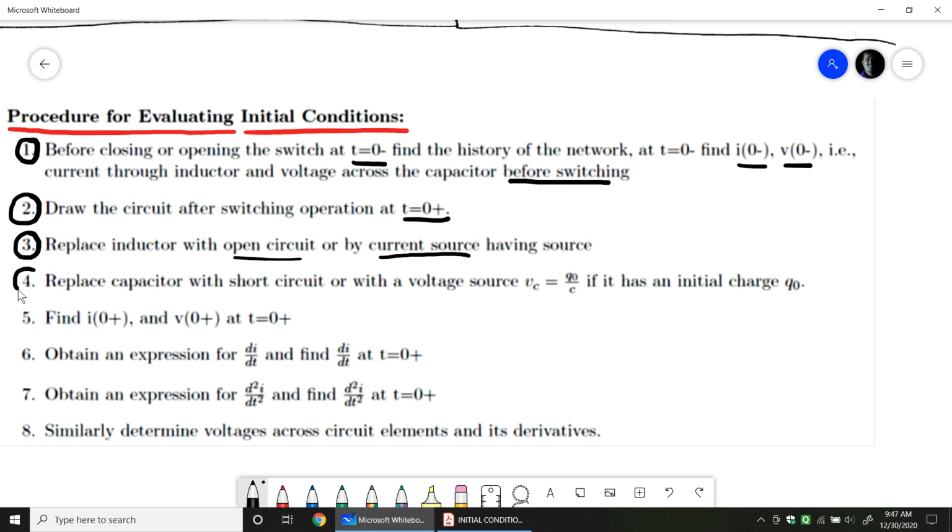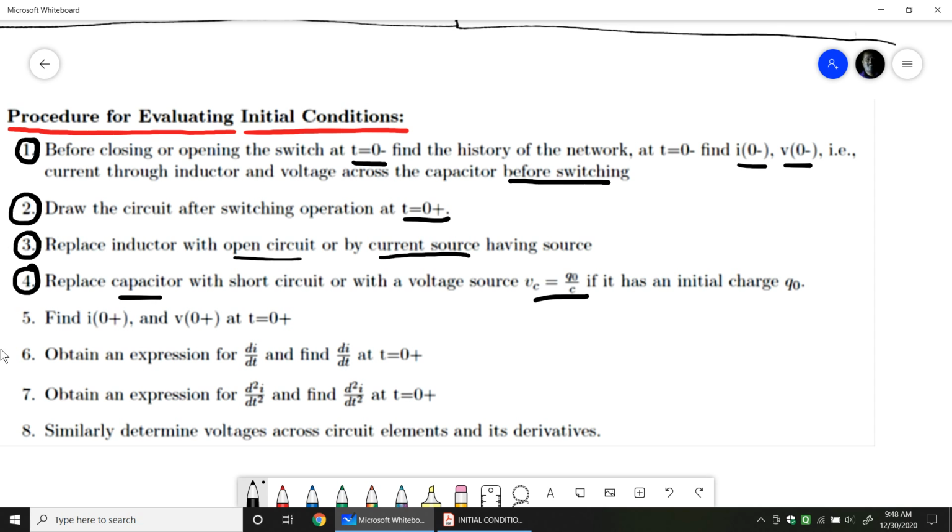Then the fourth point is to replace the capacitor with a short circuit or with a voltage source Vc equals Q0 by C. If you don't have any voltage for which the capacitor is charged, no capacitor voltage is found, then the capacitor is replaced by a short circuit. If there is any initial voltage for which the capacitor is charged, then you replace such a capacitor with the voltage source.